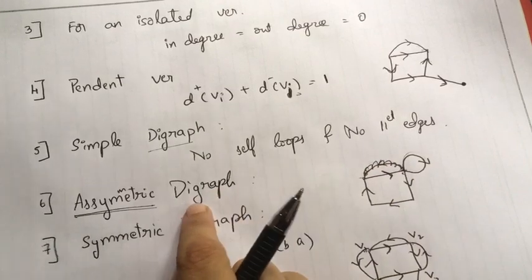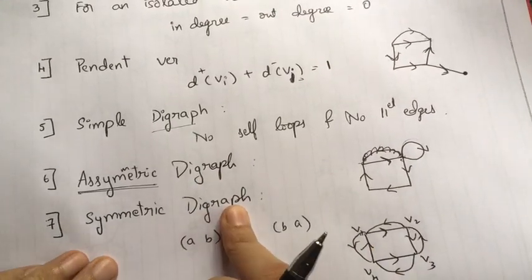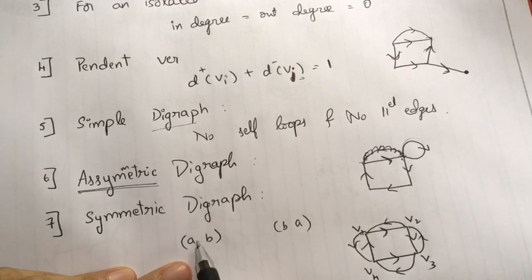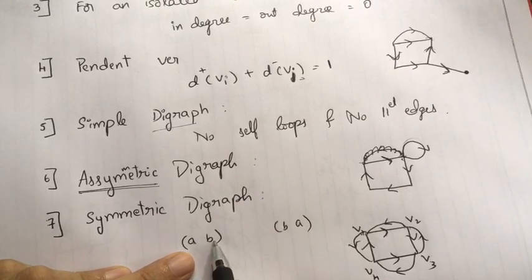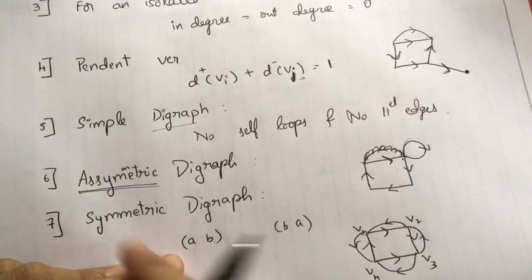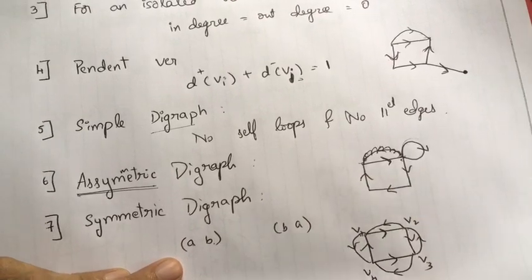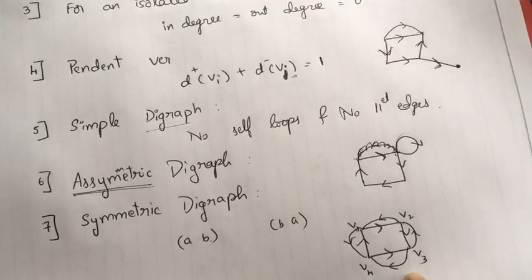Such graphs are called asymmetric digraphs. Next is the symmetric digraph. If there is an edge from A to B, then there has to be an edge from B to A, and this is true for all A, B, meaning all the vertices in the graph. Then such graphs are called symmetric graphs.